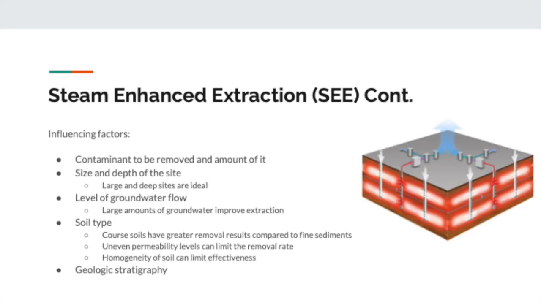Some influencing factors for steam-enhanced extraction include the contaminant to be removed and the amount of it, and the size and depth of the site, where large and deep sites are ideal. Level of groundwater flow matters, and large amounts of groundwater improve extraction. For soil type, coarse soils have greater removal results compared to fine sediments, and uneven permeability levels can limit the removal rate. Homogeneity of soil can limit the effectiveness too, and geologic stratigraphy is important as well.